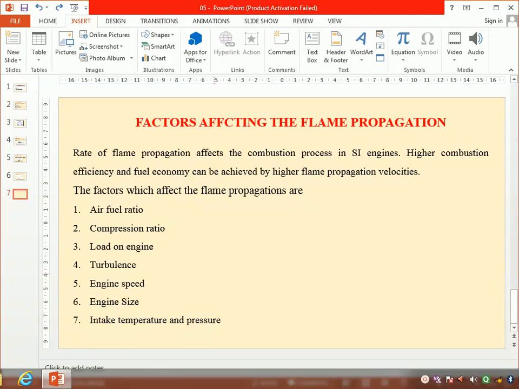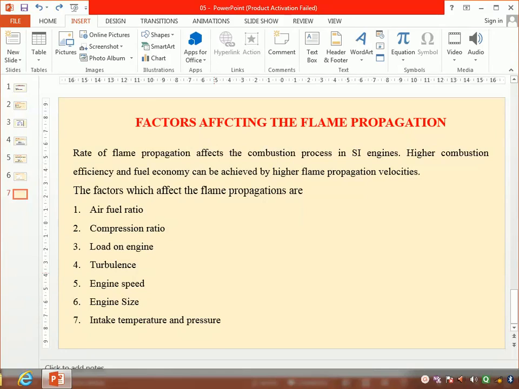With respect to the unburnt mixture, that is nothing but the flame velocity, and this flame velocity is very important for higher combustion efficiency and better fuel economy, and in that way it provides efficient combustion in the combustion chamber. So different factors are there, for example, air fuel ratio, compression ratio, load on the engine, turbulence, engine speed, engine size, intake pressure and temperature. These are the different factors which affect the flame propagation or flame speed.